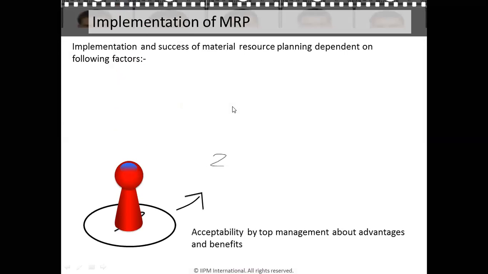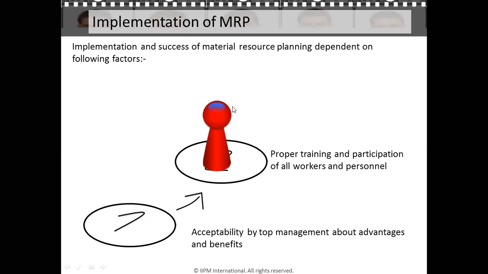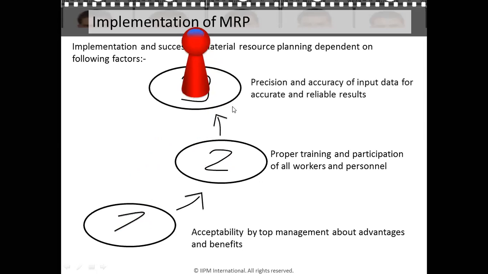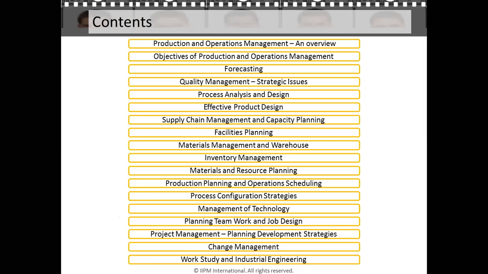Implementation of material resource planning. Number one, implementation and success of material resource planning is dependent on the following factors: acceptability by top management about advantages and benefits, proper training and participation of all workers and personnel, then precision and accuracy of input data for accurate and reliable results.